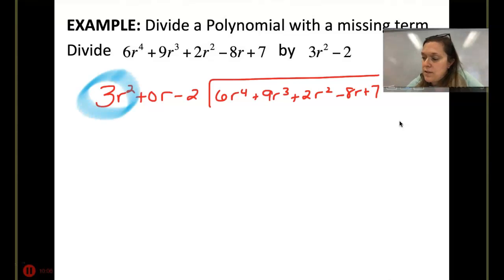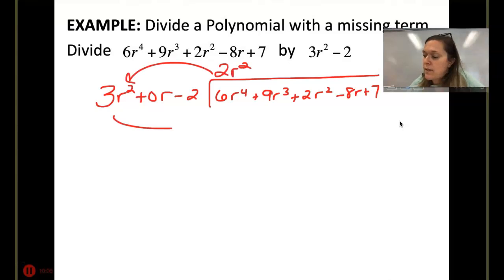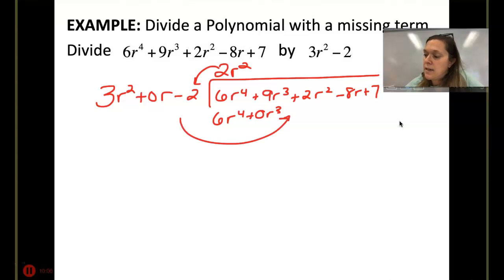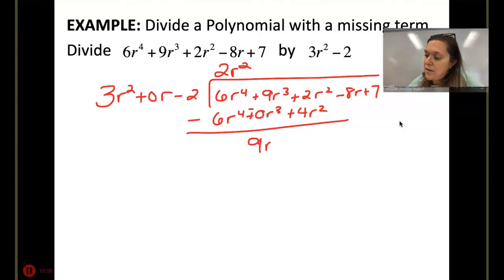Focus just here and just here. What do I need to multiply 3r squared by to get to 6r to the 4th? I'm going to multiply by 2r squared. Multiply through, write the product here. So 6r to the 4th. Multiply through, put the product here. 0r to the 3rd. Multiply through, put the product here. Negative 4r squared. Remember, this is subtraction. Change all your signs. So I'm left with 9r to the 3rd plus 6r squared. Bring down the next, so bring down minus 8r.